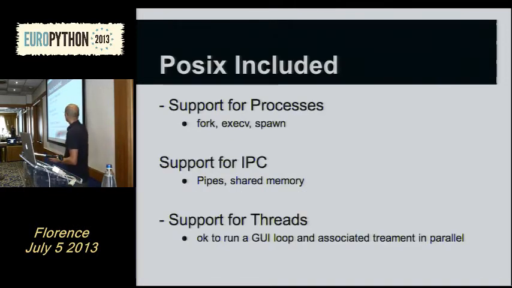I will not go through the rest of the POSIX API, but you can pretty much do everything with this API. You've got the support for processes, you can spawn and fork processes, you've got inter-process communication features, the classical ones, and you can even use threads if necessary. All this with one unique API for all the different operating systems.